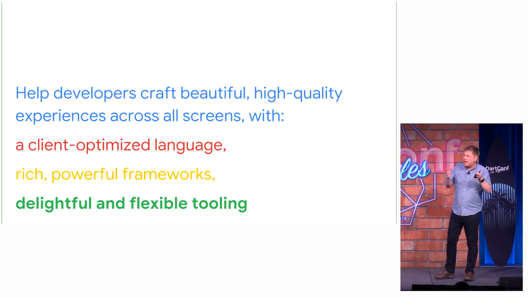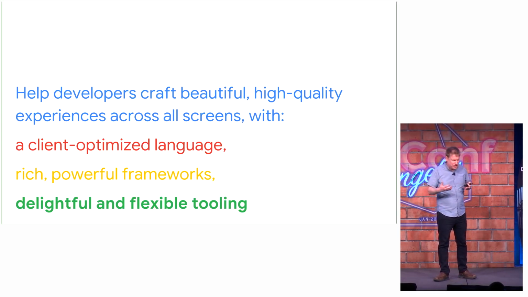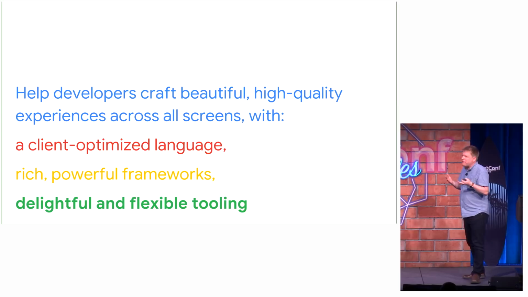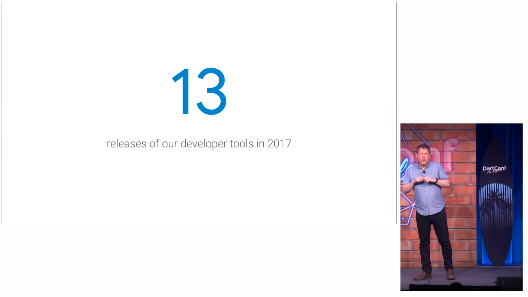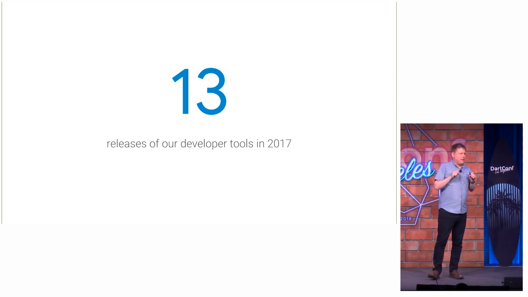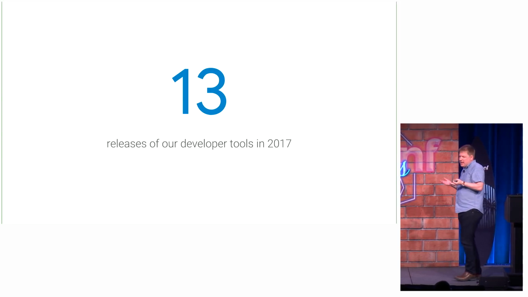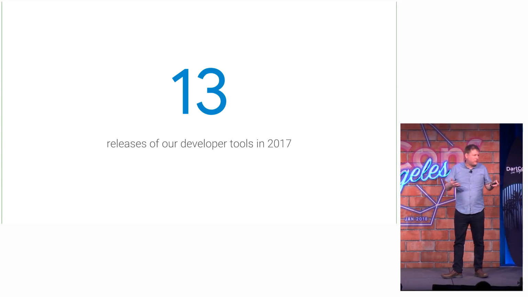So the third stanza, if you like: we've talked about Dart 2, the rebooted client-optimized language. We've talked about Flutter as an example of one of the rich, powerful frameworks that build on the Dart language. And lastly, I want to talk a little bit about some of the tooling that we have for Dart and Flutter together. Firstly, we build great IntelliJ plugin support for the entire stack here, and that's available for IntelliJ, for WebStorm, for Android Studio.